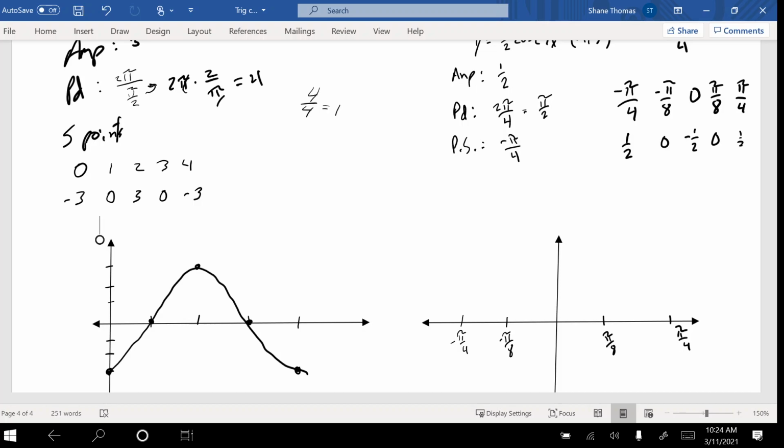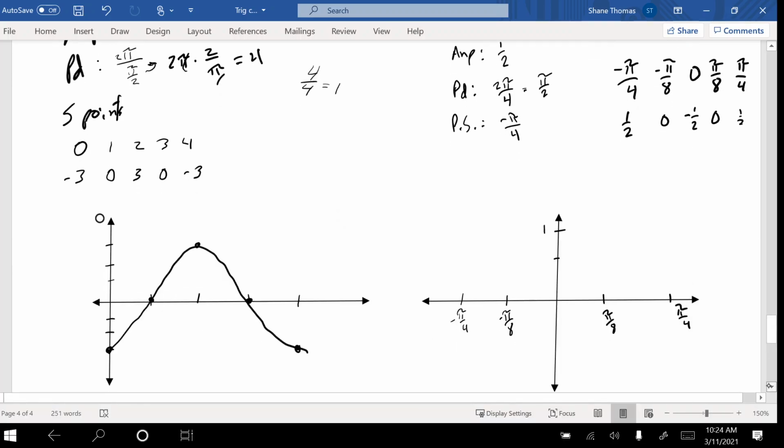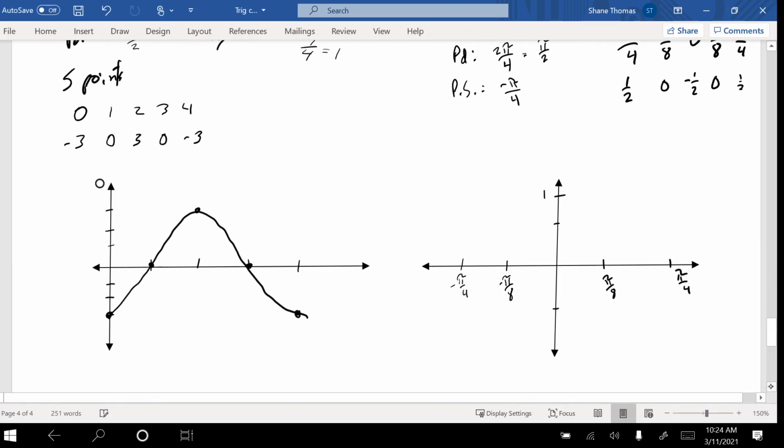Okay, my amplitude is 1/2. So that's 1. This is 1/2. I don't really like to put fractional numbers on my y-axis unless I absolutely have to. And 1/2, -1. All right, so the first point is going to be at 1/2, and then 0, negative 1/2, 0, 1/2. Okay, boom, here, here, boom.